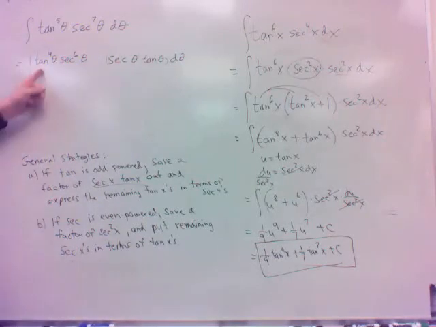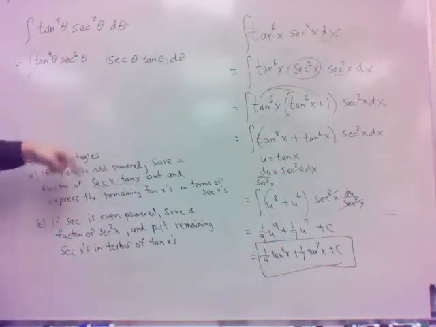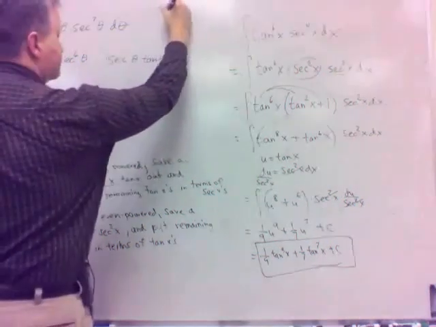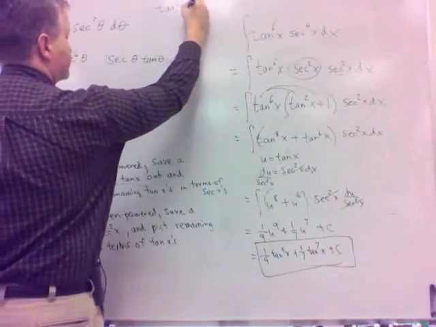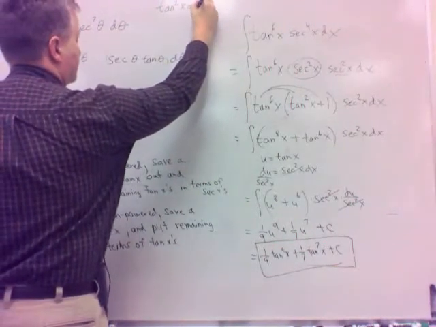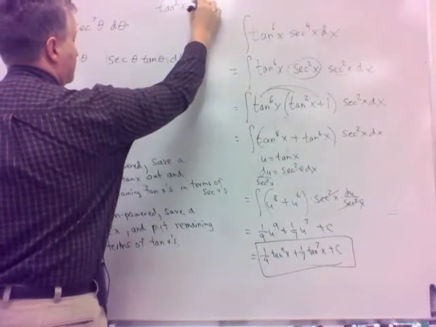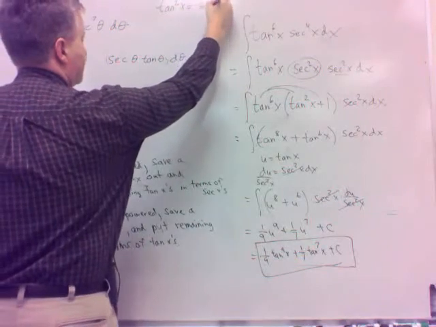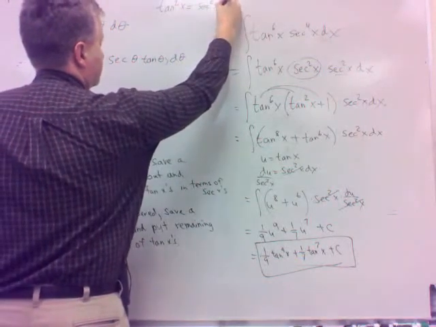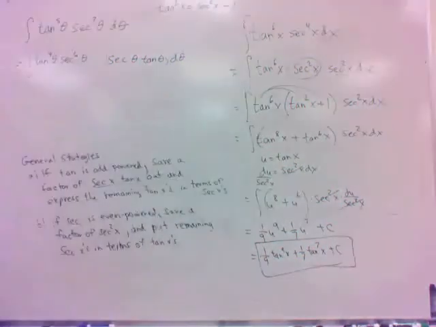Then I express the tangents in terms of the secant. Well, what do I know about tangent in terms of secant? Tangent squared x equals what? I got it wrong a while ago, so: secant squared minus 1. Tangent squared is secant squared minus 1.